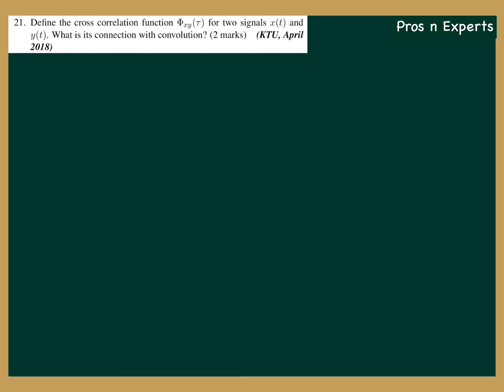The next question is, define the cross correlation function phi xy of tau for two signals x of t and y of t. Also, they are asking what is its connection with convolution. Okay, first let us define cross correlation. Cross correlation given by phi xy of tau is the integral over minus infinity to plus infinity of the first signal x of t into a shifted version of the second signal. This is the definition for cross correlation phi xy of tau.